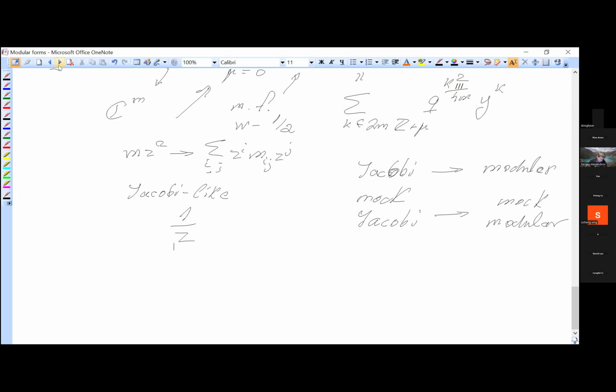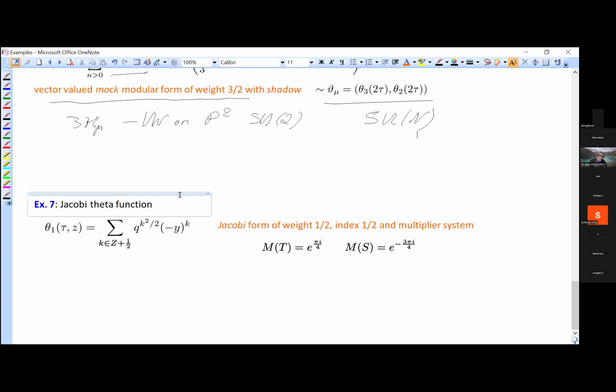And just to give you again an example of a true Jacobi form, just take the Jacobi theta function. This is a Jacobi form of weight 1/2, index 1/2, and it has a non-trivial multiplier system. And of course, this is a very important object for many purposes.